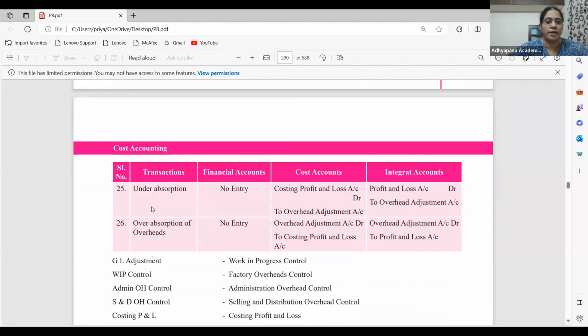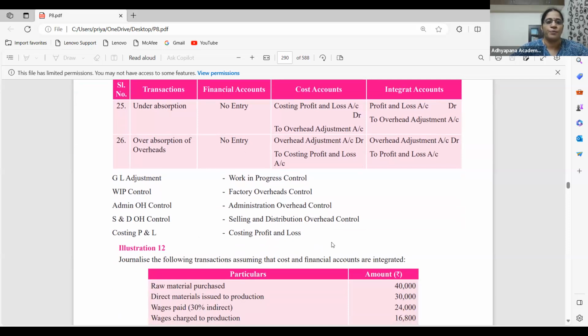Now coming to it, there are still two more entries, 25 and 26. This you know. I have already taught this in the overhead chapter. When there is under absorption of overheads, it is costing P&L to overhead control. When there is over absorption of overheads, it is overhead control to costing P&L. So this you know.